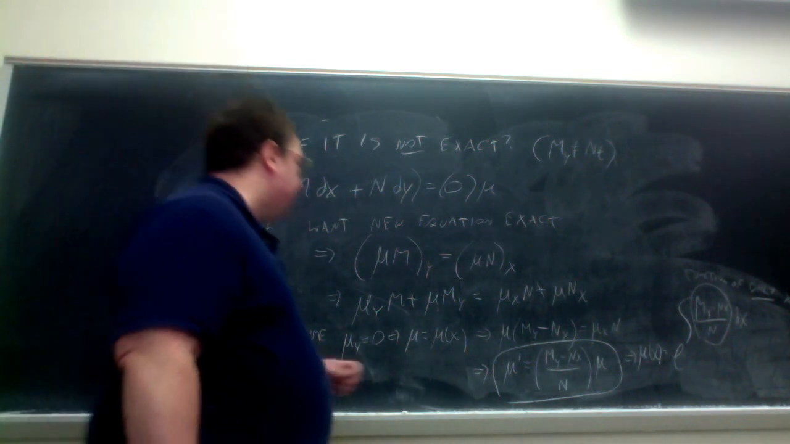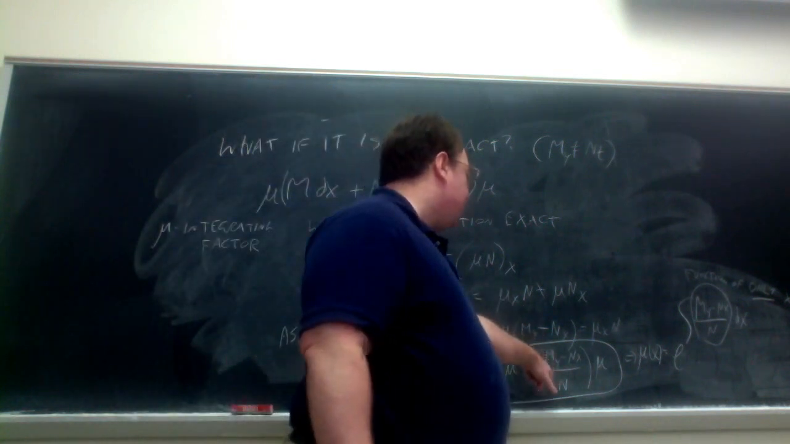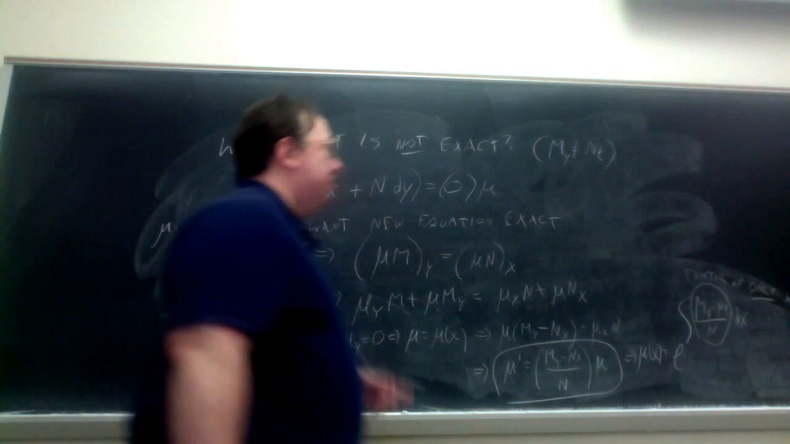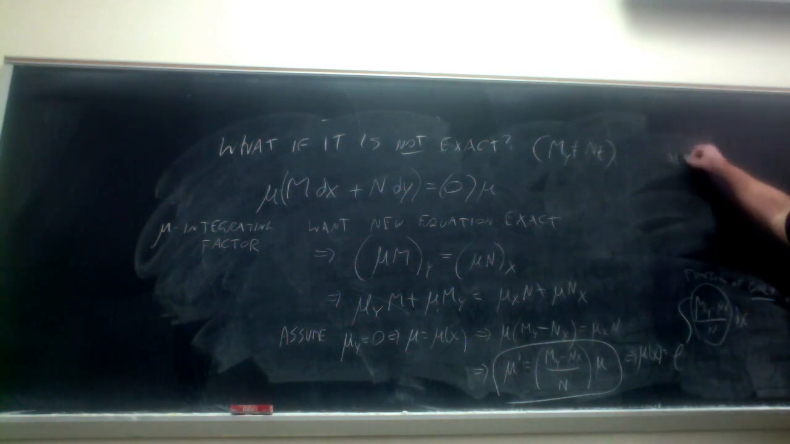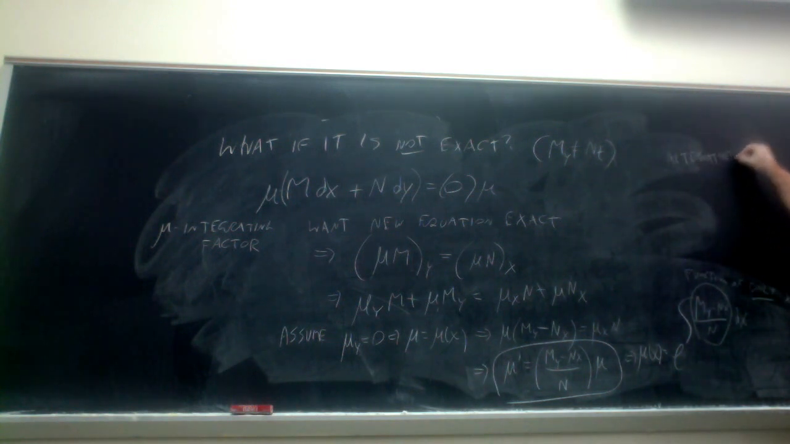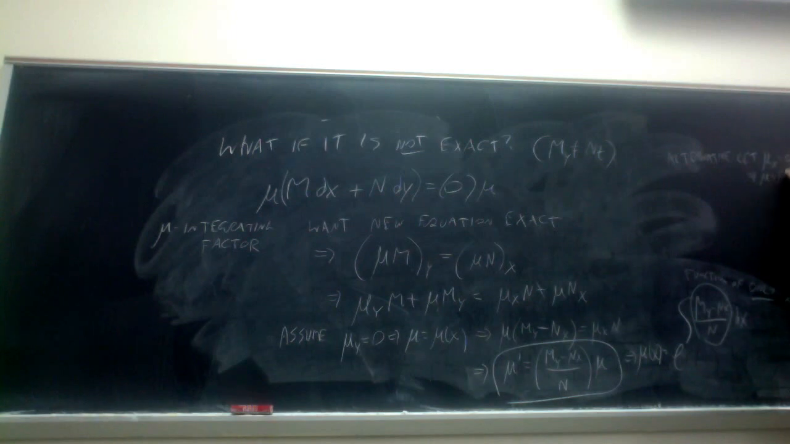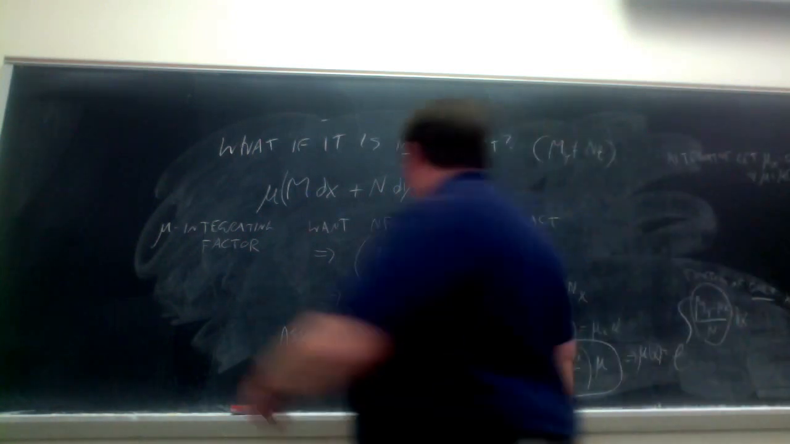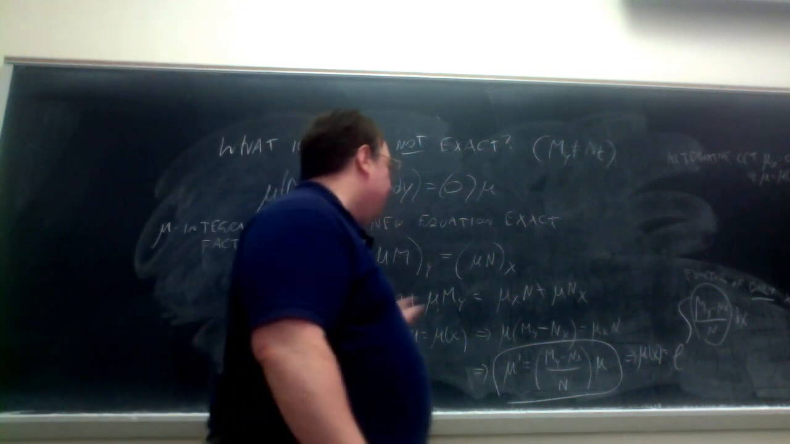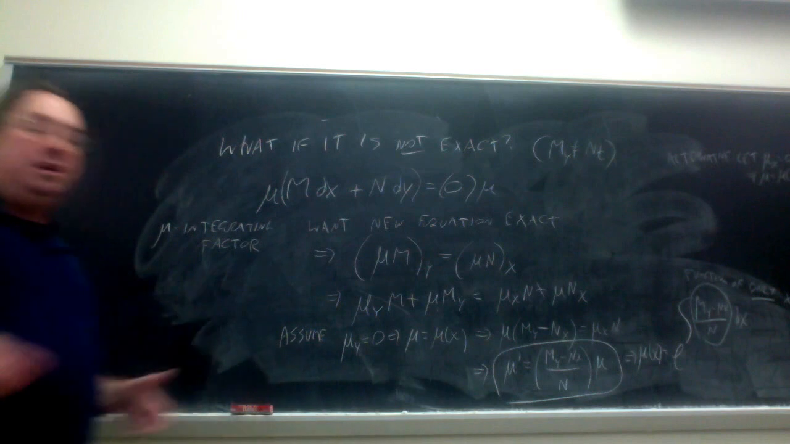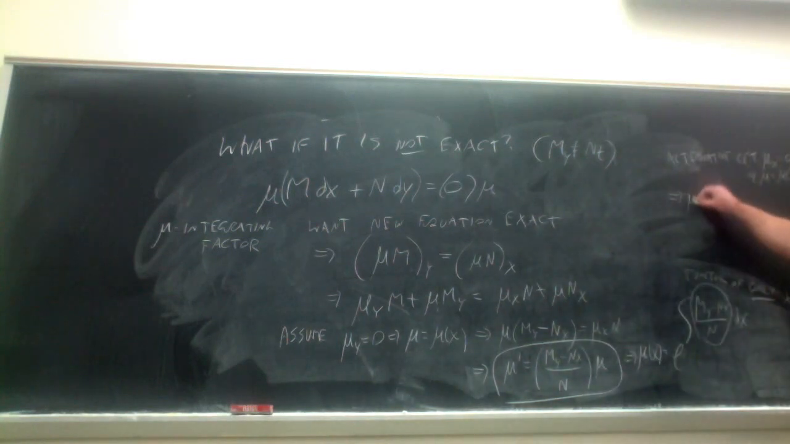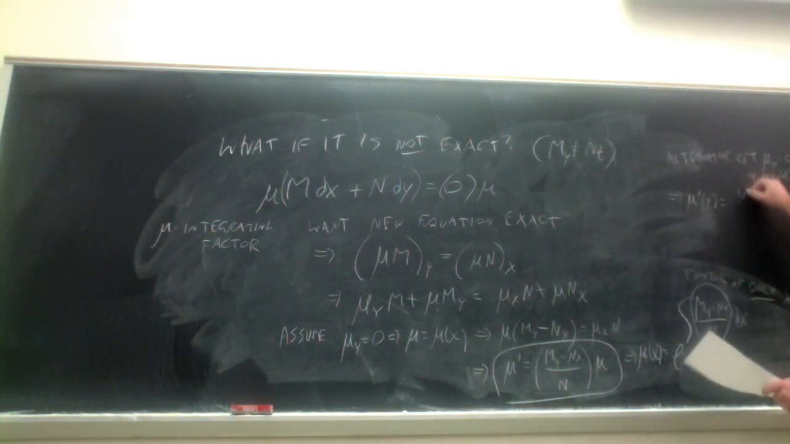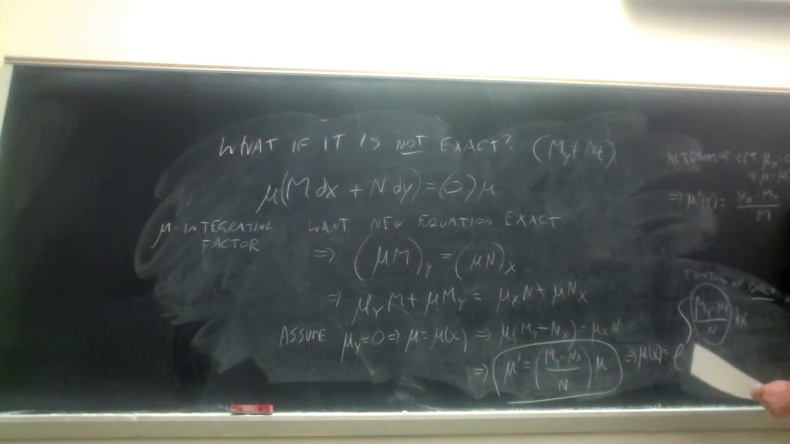So what you could do is, if it's not exact, go ahead and try this. See if this expression depends only on x. If it does, then you're good to go. If it doesn't work, your alternative is to assume that d mu dx is equal to 0. Now your integrating factor is a function of only y. If you go back to this equation, cross out this term and keep this one, you're going to go through the same algebraic manipulations and get a similar result: mu prime of y is equal to (N_x minus M_y) over M times mu of y.